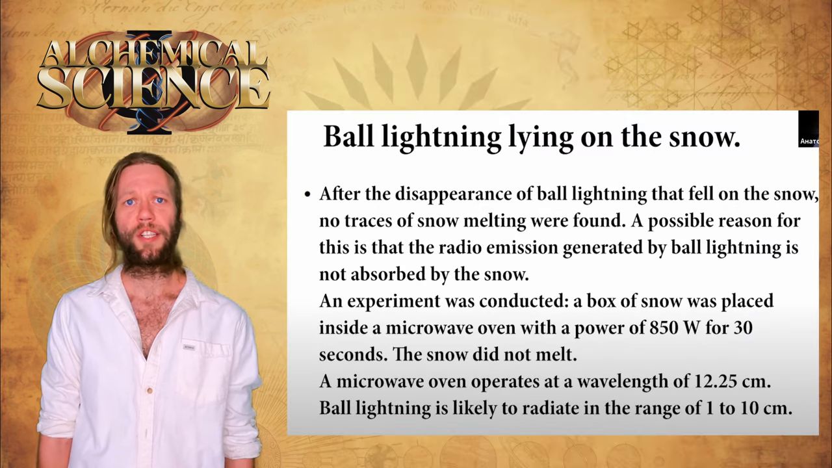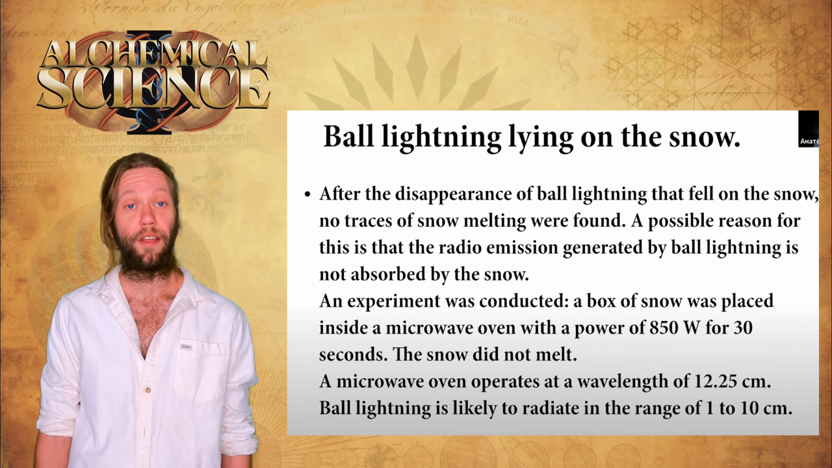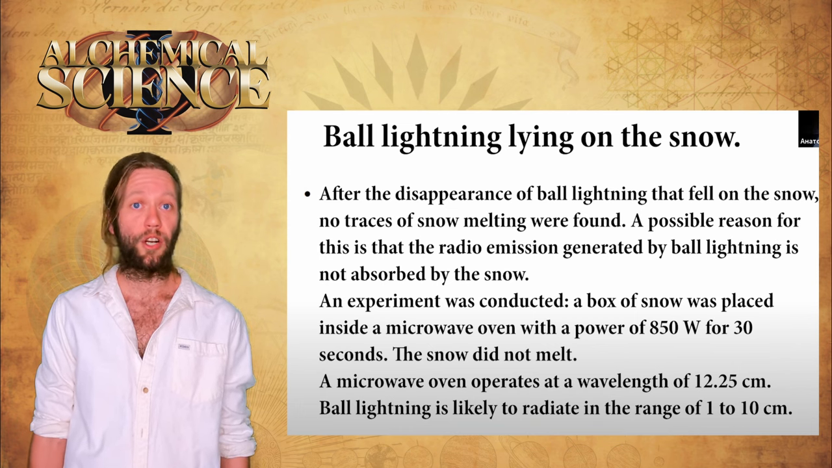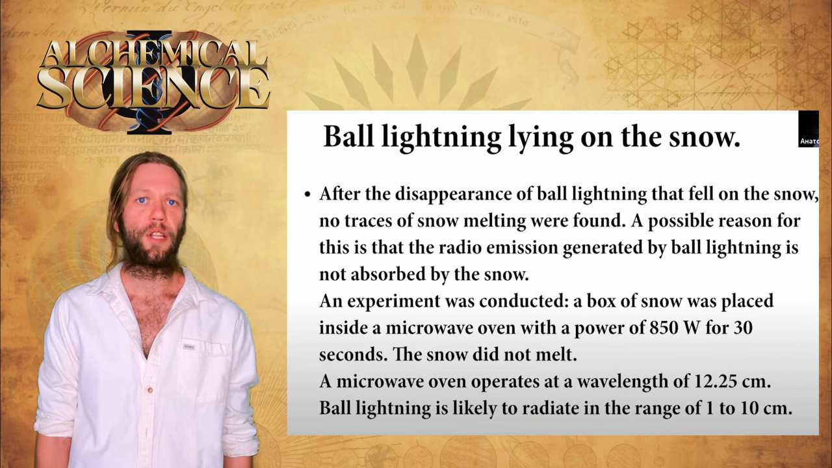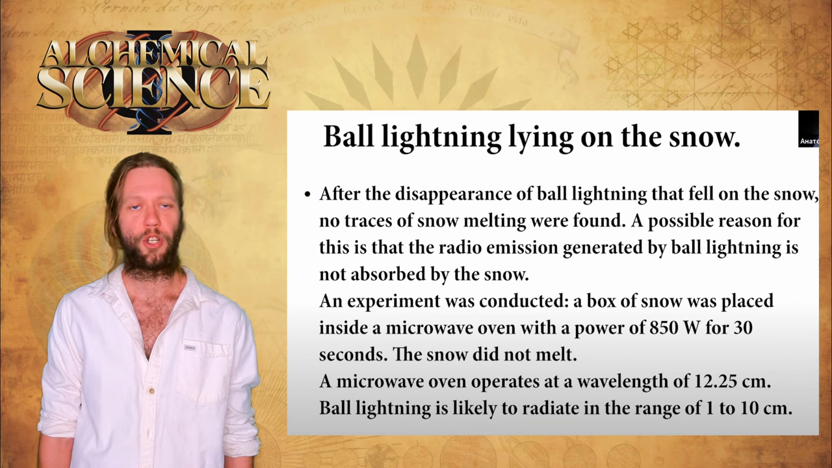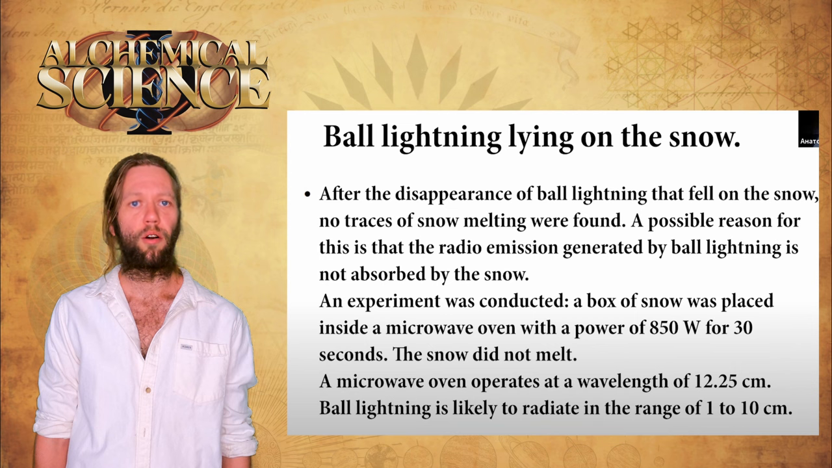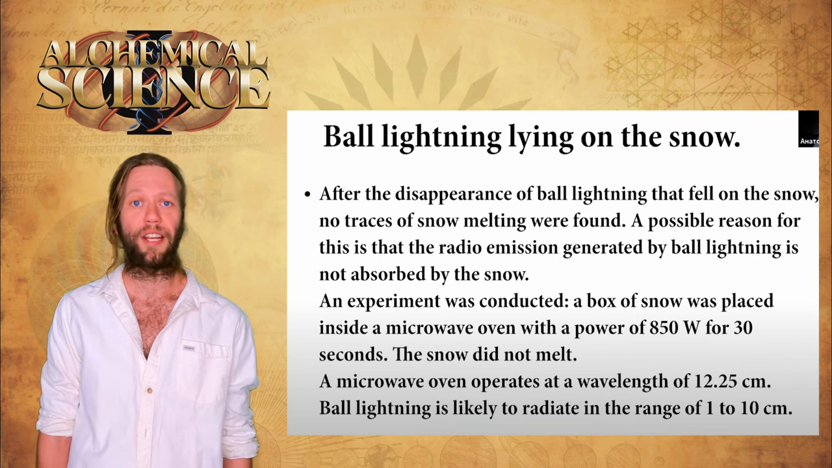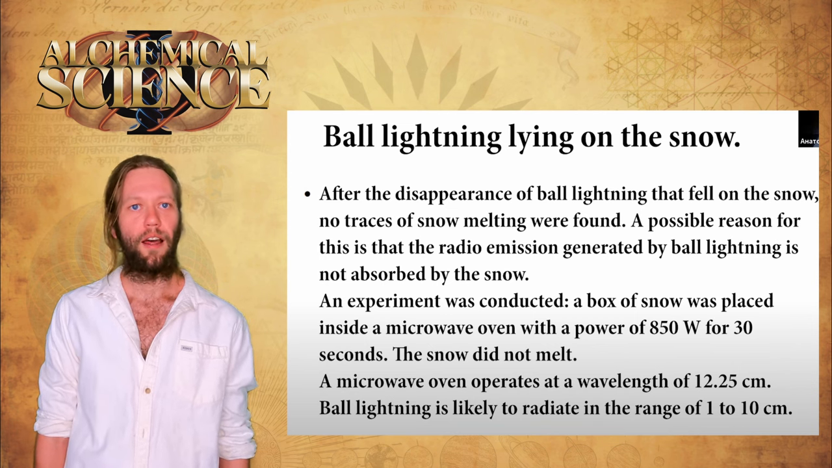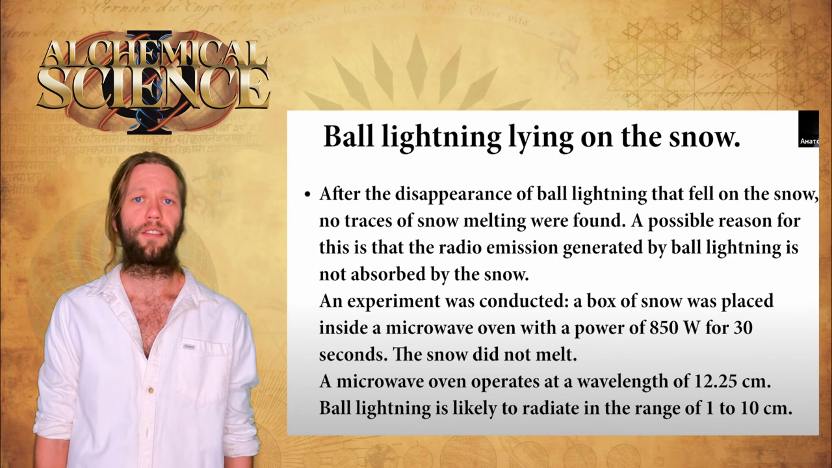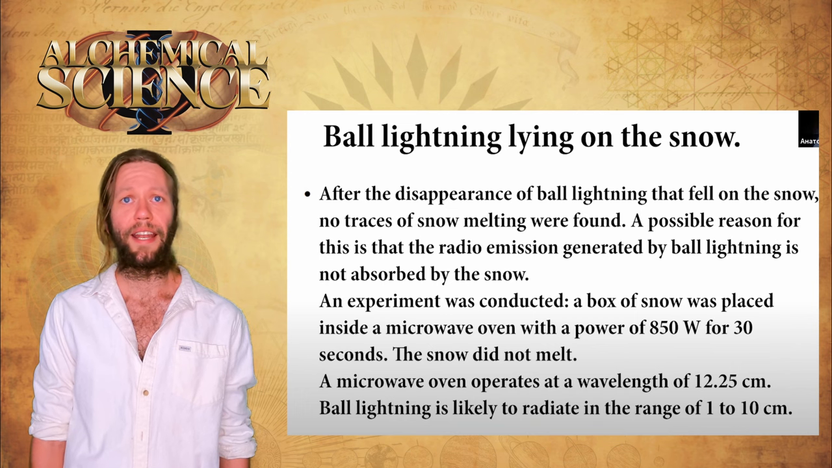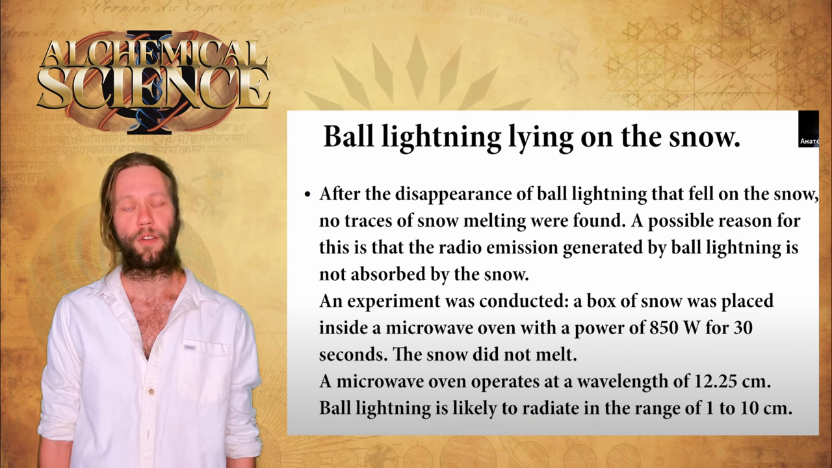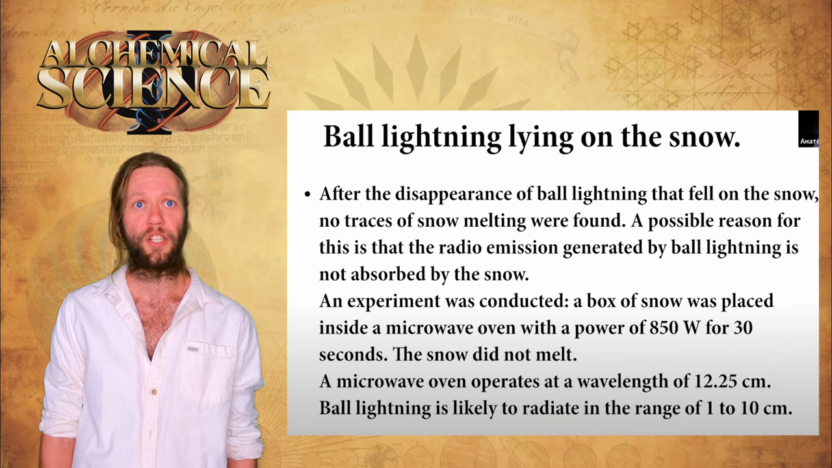So Anatoly suggests that the reason for this is that the RF emission generated by the ball lightning isn't absorbed by the snow. He provides evidence for this idea by the experiment shown on the screen. A box of snow was placed inside a microwave with a power of 850 watts for 30 seconds. The snow didn't melt. A microwave oven operates at a wavelength of 12.25 centimeters, and ball lightning is likely to radiate in the range of 1 to 10 centimeters, according to his observations.